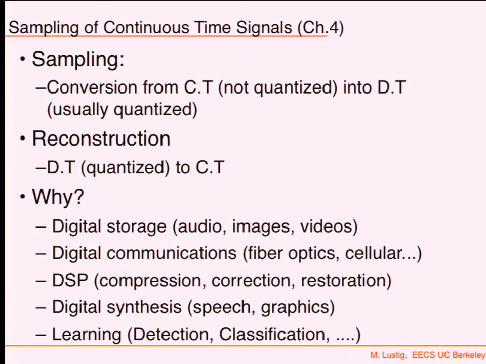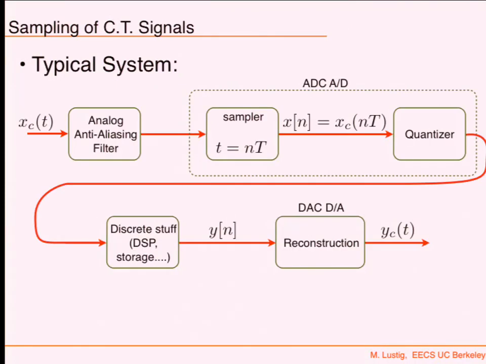So let's just look and try to analyze those systems and figure out what's actually going on. If you look at a typical system, which is an analog to digital converter and then digital to analog conversion, you've got a signal, and we're going to develop here a terminology that's also used in the book. So pay attention. You've got a signal which is continuous time, x sub c of t.